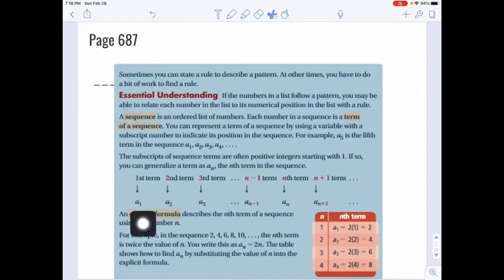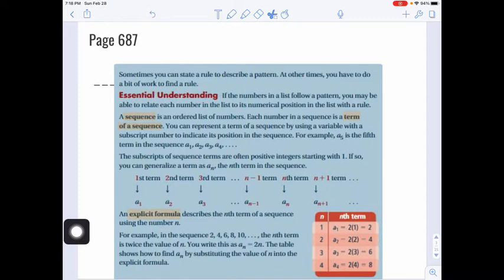First term is a sub 1, second term is a sub 2, third term is a sub 3, the n minus 1th term is a sub n minus 1, the nth term is a sub n, and the n plus 1 term is a sub n plus 1. An explicit formula describes the nth term of a sequence using the number n. For example, in the sequence 2, 4, 6, 8, 10, the nth term is twice the value of n. You write this as a sub n equals 2n.